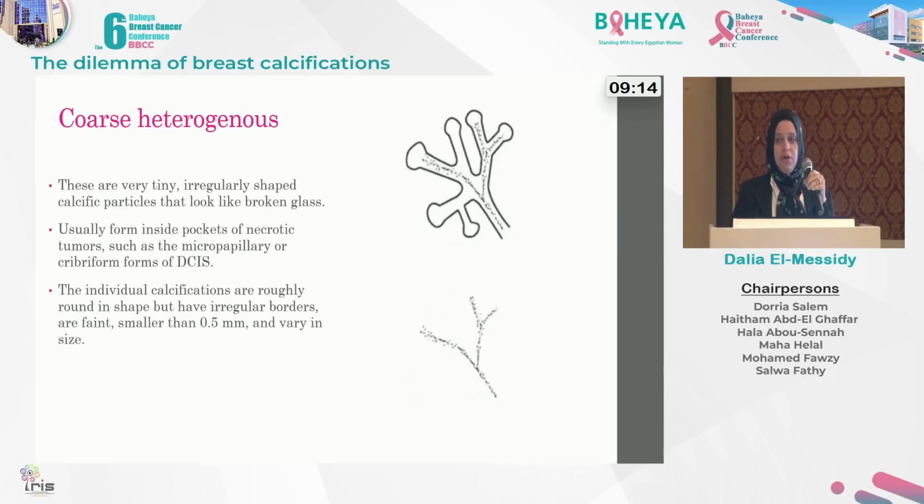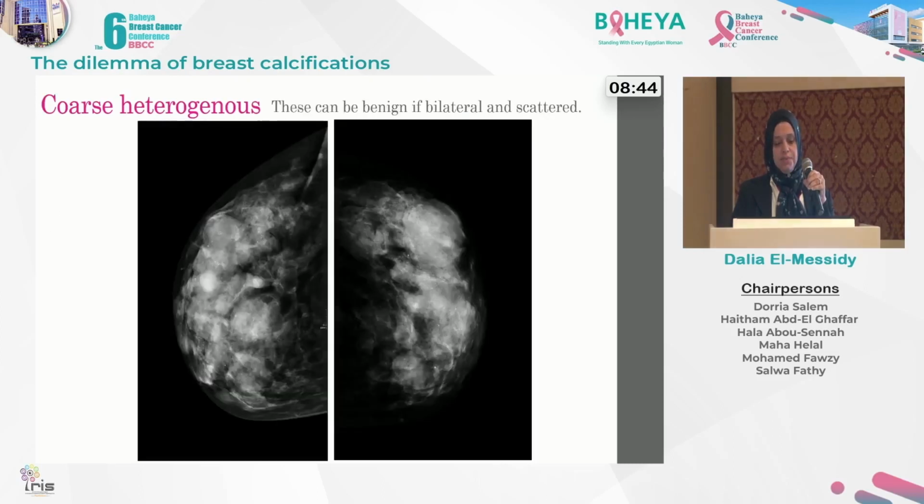Another type of calcification of moderate suspicion is coarse heterogeneous calcification. These are very tiny and irregularly shaped calcific particles that look like broken glass shards. They form inside the pockets of necrotic tumors, such as micropapillary or cribriform forms of ductal carcinoma in situ. The individual calcifications are roughly round in shape, but have irregular borders and are faint and may vary in size.